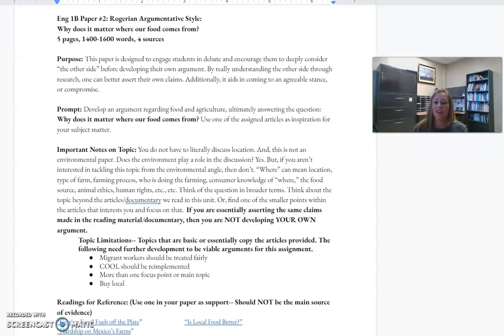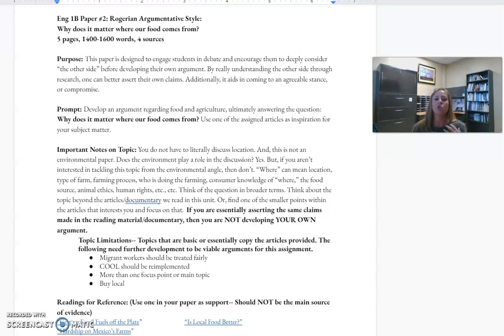All right, so this is a five-page paper. It's about 1400 to 1600 words. You're going to use about 4 sources, which is always a good rule of thumb, right? If you have 4 to 5 pages, you're going to want to use 4 to 5 sources, basically a source a page. All right, so the purpose of this paper is really designed to get you into debate.